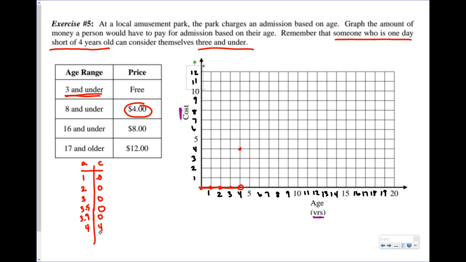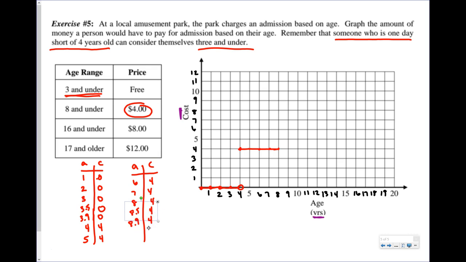Okay? Now, if I'm going to keep my table going here, right? If I'm 5, I'm going to pay $4. If I'm 6, I'm going to pay $4. Where does it start to change? 7, I pay 4. 8, I still pay 4. So let's mark those points. I'm still paying $4, $4, $4. If I'm 8.5, I'm going to pay $4. If I'm 8.9, I'm going to pay $4, right?